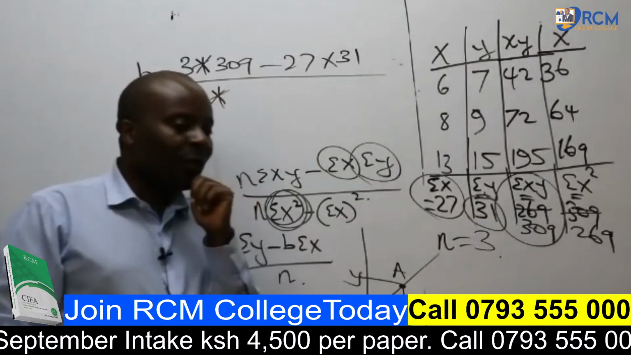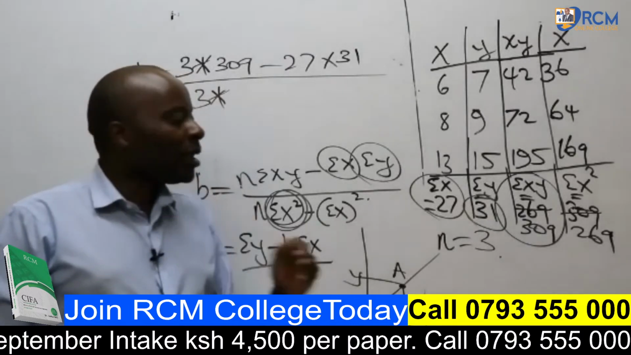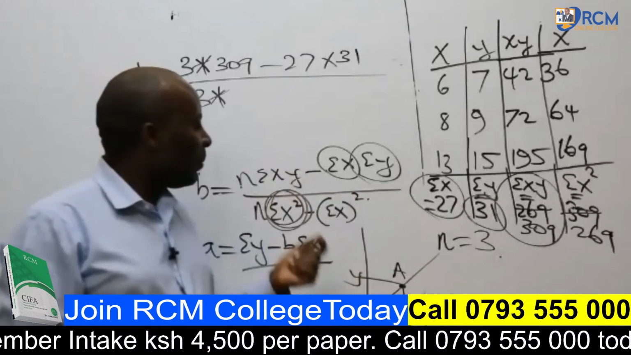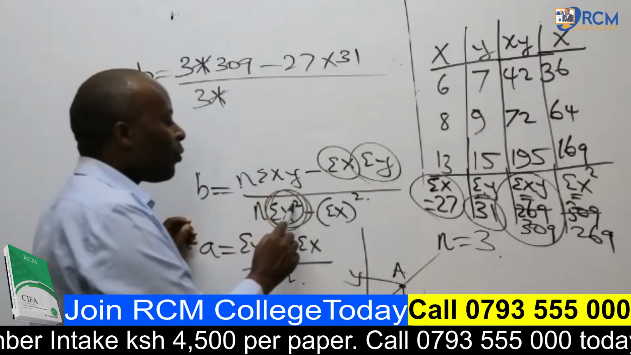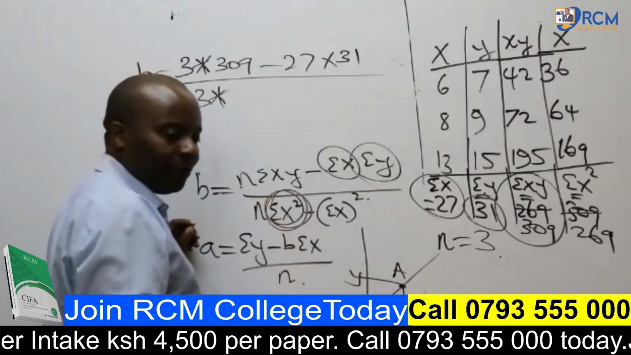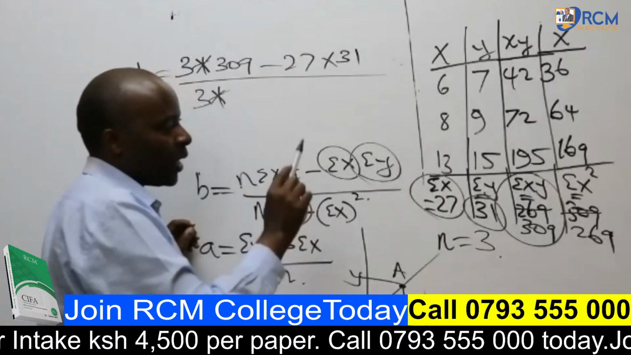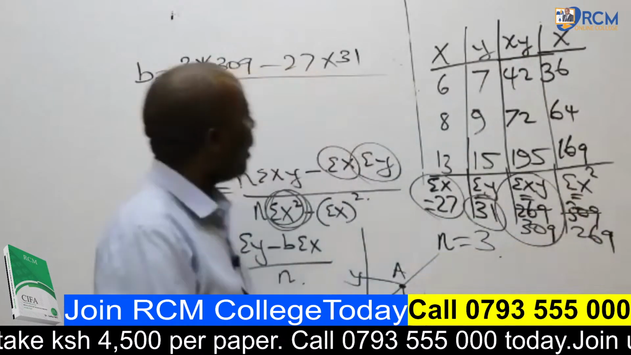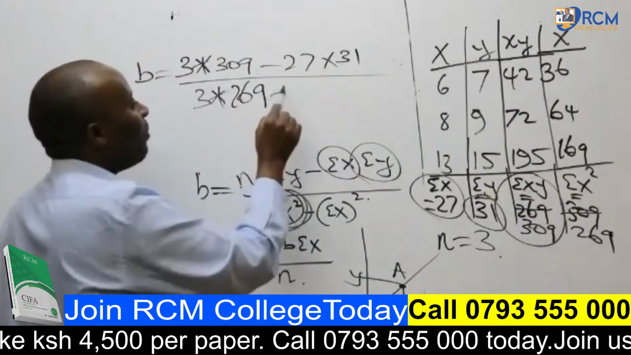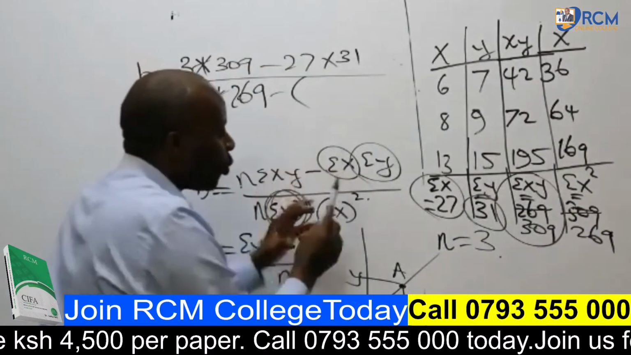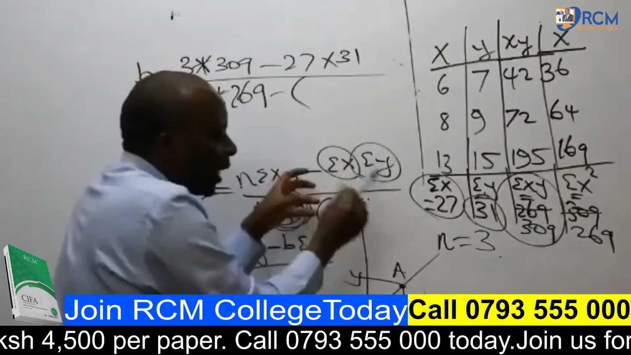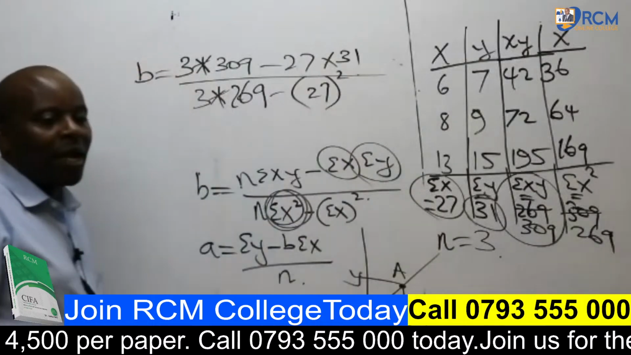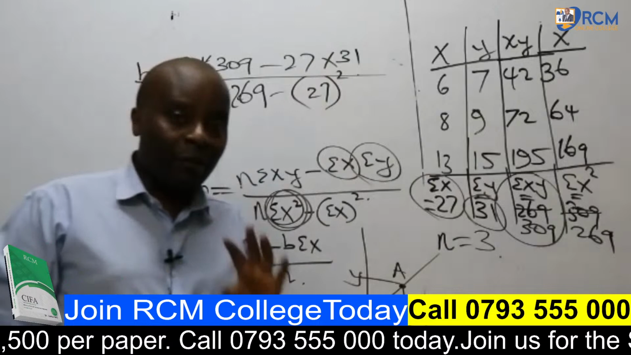Another student told me, teacher, summation x squared is equal to 27 squared. That is wrong. For this summation x squared, first of all, they want you to square x alone. Summation of x squared is here. So it is 269 minus, in brackets, summation of x, which is 27. And then outside the bracket, we square.